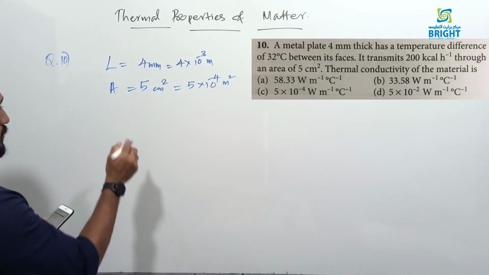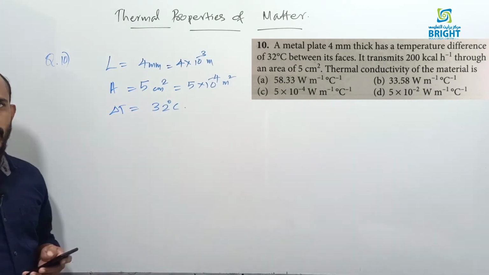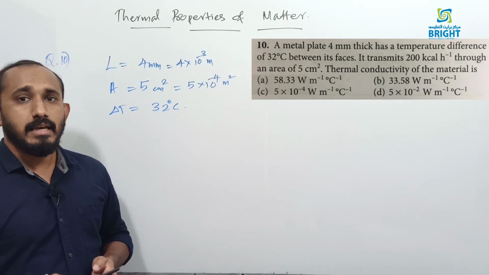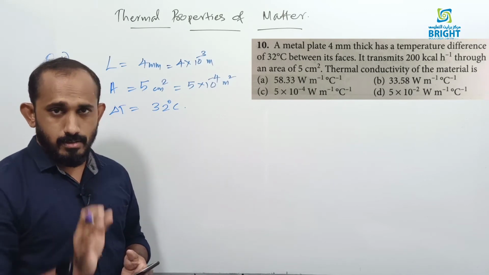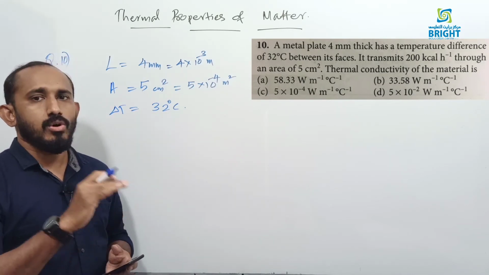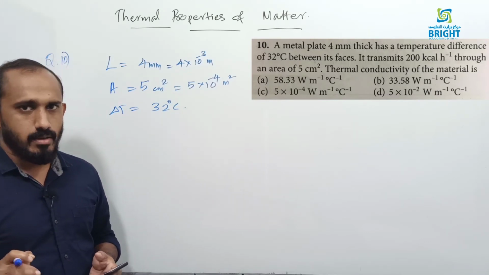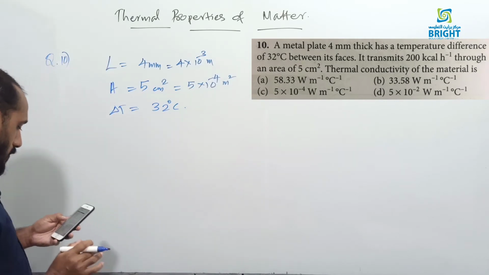Then we have the temperature difference delta T is equal to 32 degrees Celsius. If the difference is given, then no need to convert to Kelvin because both have the same divisions. If individual temperatures are given, you take care, always you should use Kelvin. If a ratio or something like that comes with individual temperatures, then you have to convert to Kelvin. If difference is given, then no need to convert to Kelvin. It can be kept in Celsius itself.